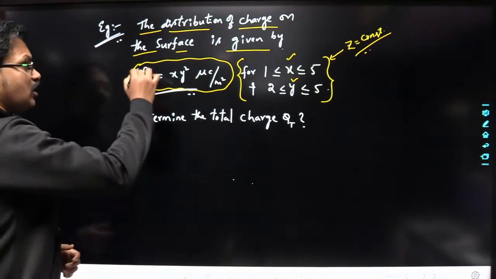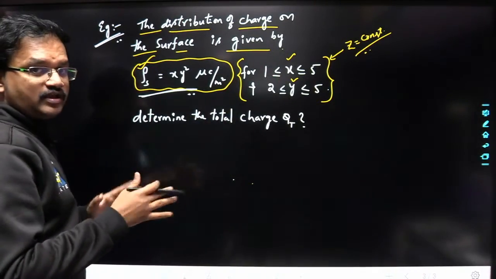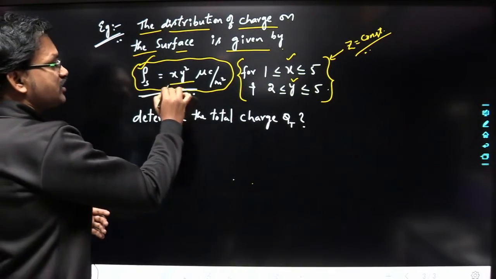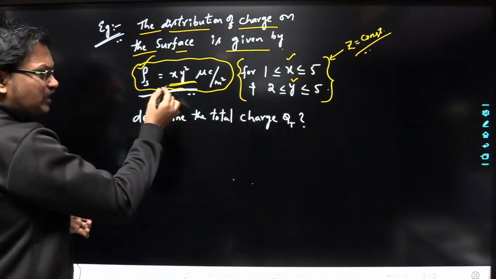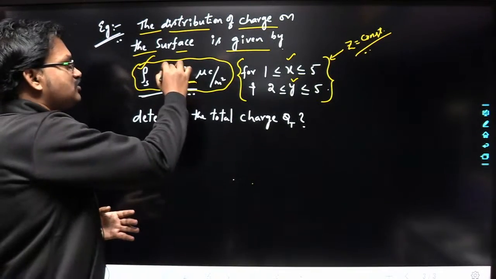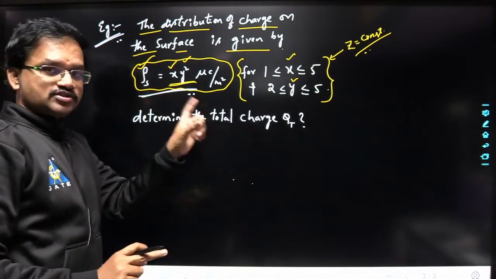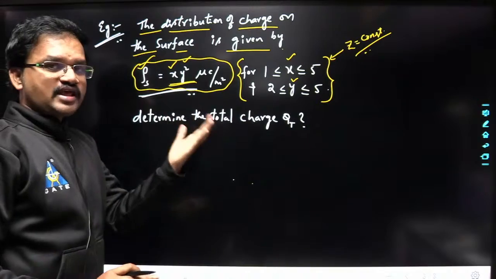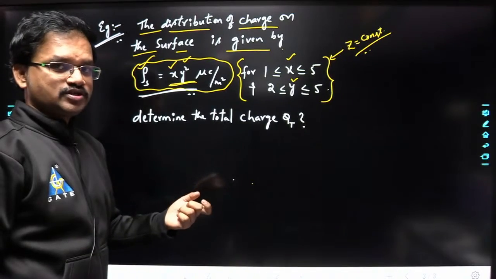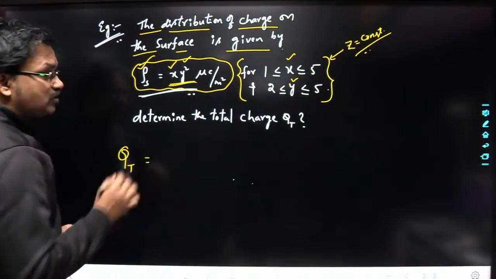Now here, rho s is distributed along the xy plane. Z equal to constant plane means xy plane. So the variables are x and y. Now the charge distribution is xy square. Is it uniform or non-uniform distribution? If you substitute different values of x and y, this charge distribution is going to change. So they have given a non-uniform charge distribution. So if you want to determine the total charge here, what you have to do?